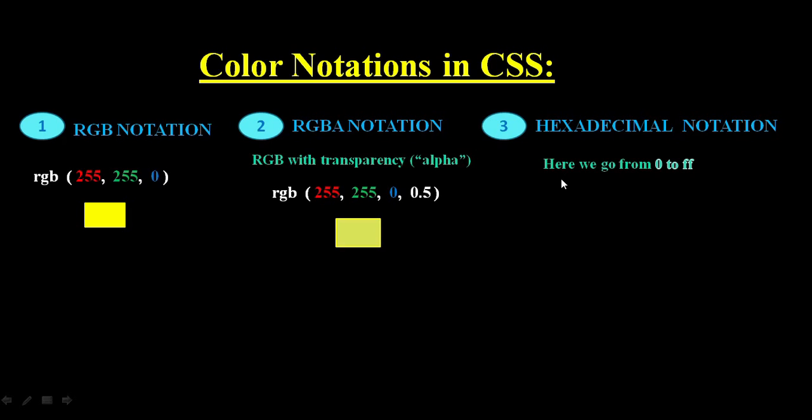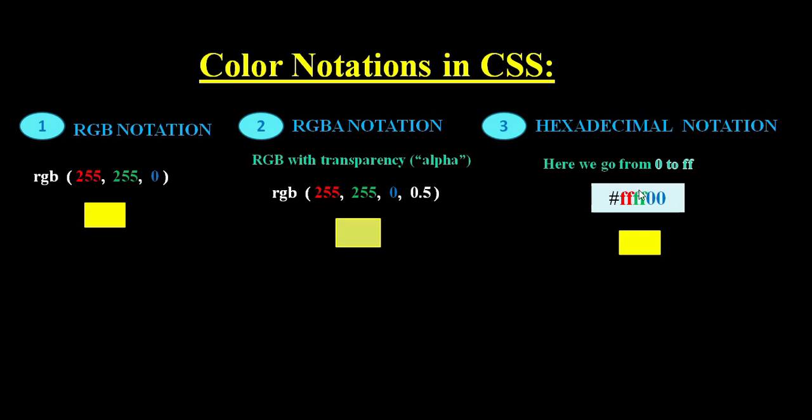We can give this notation by using a hash symbol. Like if we give hash FFFF00, this will generate the same thing that we can generate from here. That means we are giving the RGB notation within parenthesis the intensity values red, green, blue with 255, 255 and 0.